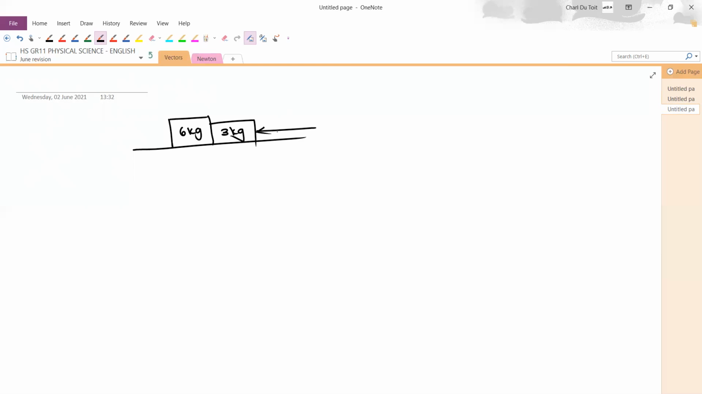Okay, I'm going to give you the friction in both. The friction here is, let's say, 8 Newton. And the friction on the 3 kg block is 4 Newton. And someone is pushing it with a 20 Newton force left. Okay, first thing, free body diagram. Let's just write this. Free body of the 6 kg. Give me a free body diagram of this 6 kg block.